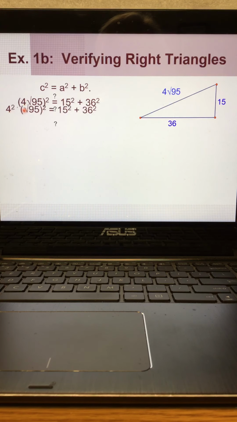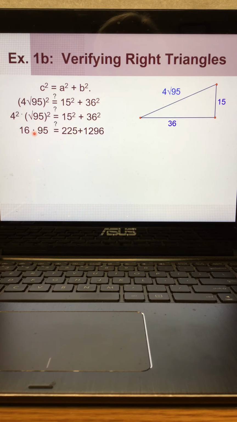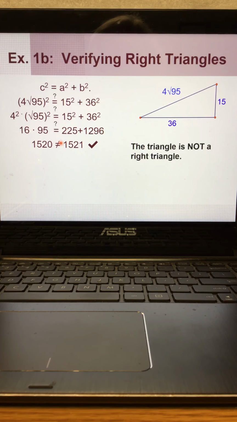When you square this side, it comes out to be 16 times 95, and you don't have to do it like that. You can just punch it into your calculator, and it's going to give you 1,520. When you multiply these out, you're going to get 1,521. They are not off by much, but they are not equal. So you would have to say that this triangle is not a right triangle.